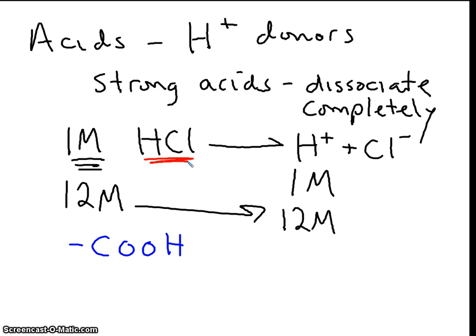So if we have a 1 molar solution of HCl, that's going to be 1 molar concentration of the hydrogen ion. If we've got 12 molar hydrochloric acid, we're going to have 12 molar hydrogen ions in that solution, so it completely dissociates.